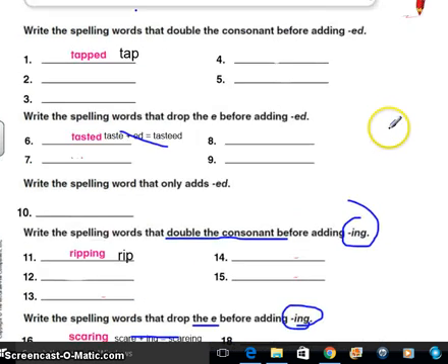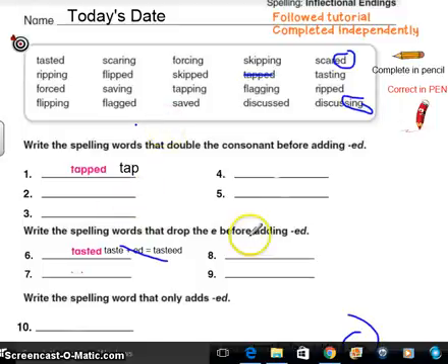So what I want you to do is go find all the patterns of these words and put them in the correct slot. Remember to do it in pencil and then come back and check your answers and correct in pen. All right, please pause the recording and get ready to do your work. Go ahead.